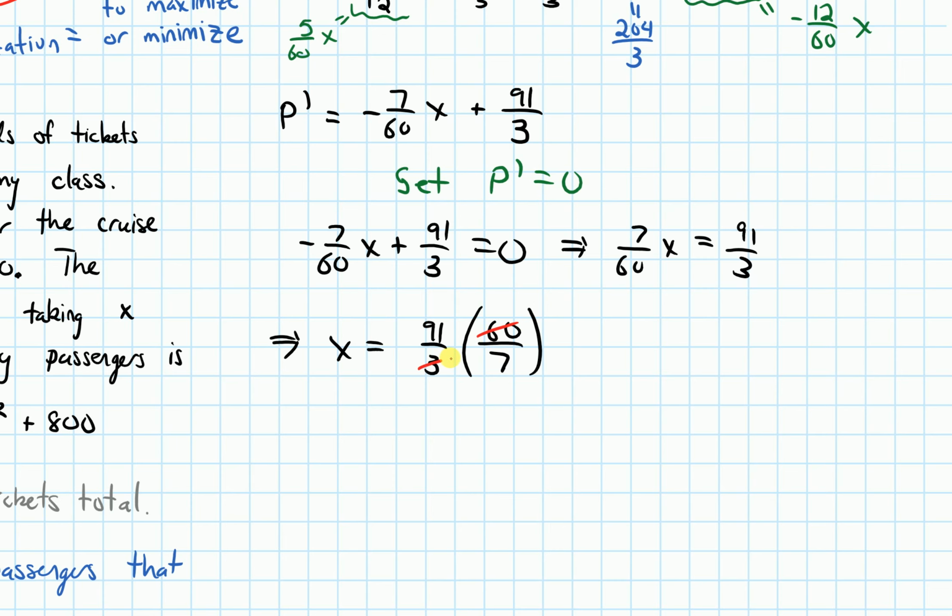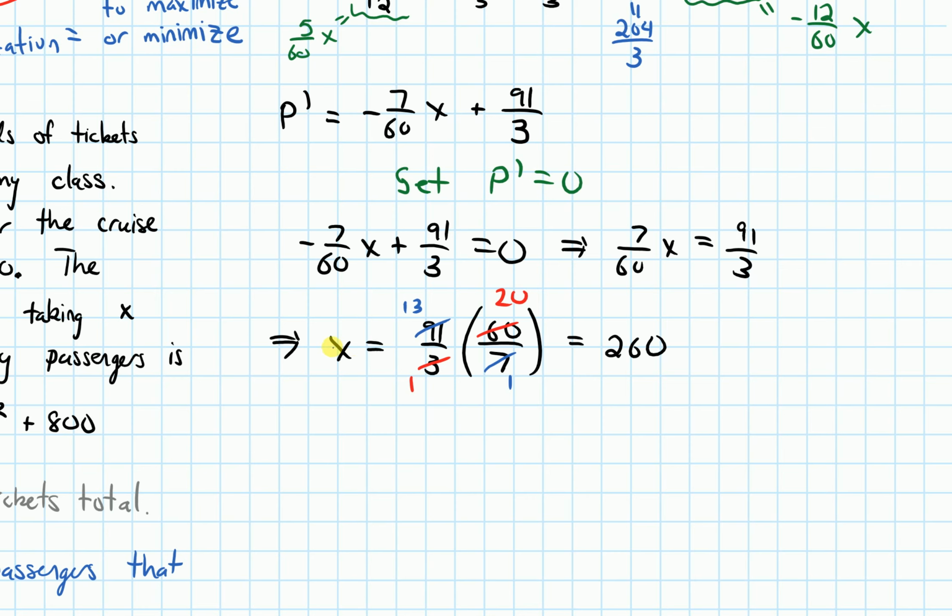60 and 3 divides 60, and I'm left with a 1 on the bottom and a 20 on the top. And 7 also divides 91, and I'm left with 13 on the top and 1 on the bottom. So overall, I get 13 times 20, which is 260. So I know what x is.